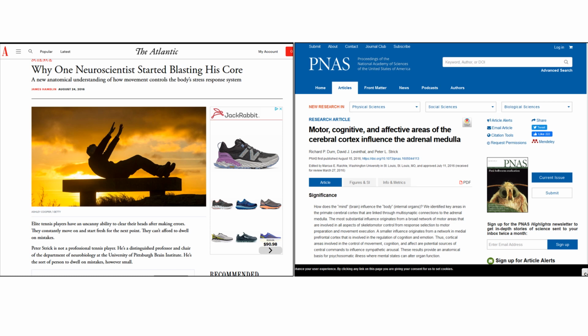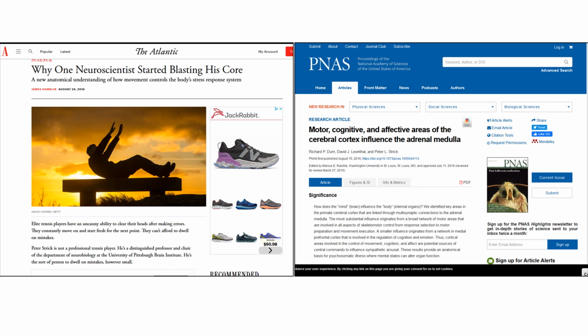Another thing you might have noticed is the titles. Referring to the neuroscientist blasting his core is definitely a different tone than areas of the cerebral cortex. It goes along with a few differences between the two types of publications. The difference in the titles goes along with the fact that these two types of publications target different audiences. The general public might be a little put off by the technical terminology in the title of the scholarly article. The titles also fit with the different purposes of the two types of sources.